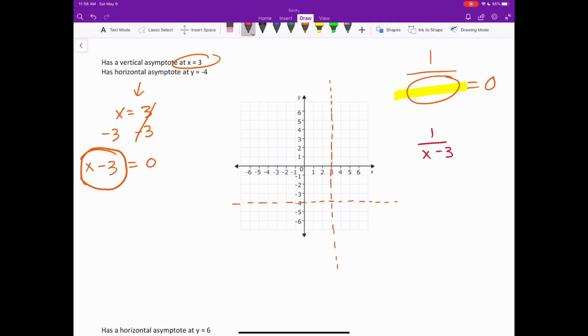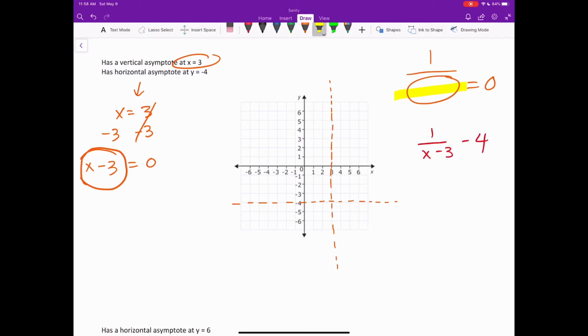What about the horizontal asymptote? I have a horizontal asymptote at y equals -4. Again, just like what we said above, that horizontal asymptote is really just a vertical shift. So I'm just going to throw that -4 onto the end and say -4 there, all right?